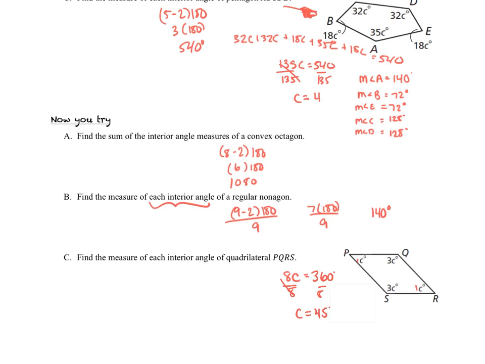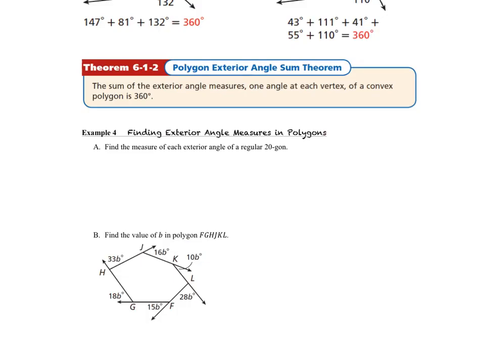So I know that the measure of angle P is 45 degrees, and so is the measure of angle R. And the measure of angle Q is 135 degrees, and so is the measure of angle S. And double check, those should add up to 360 degrees.